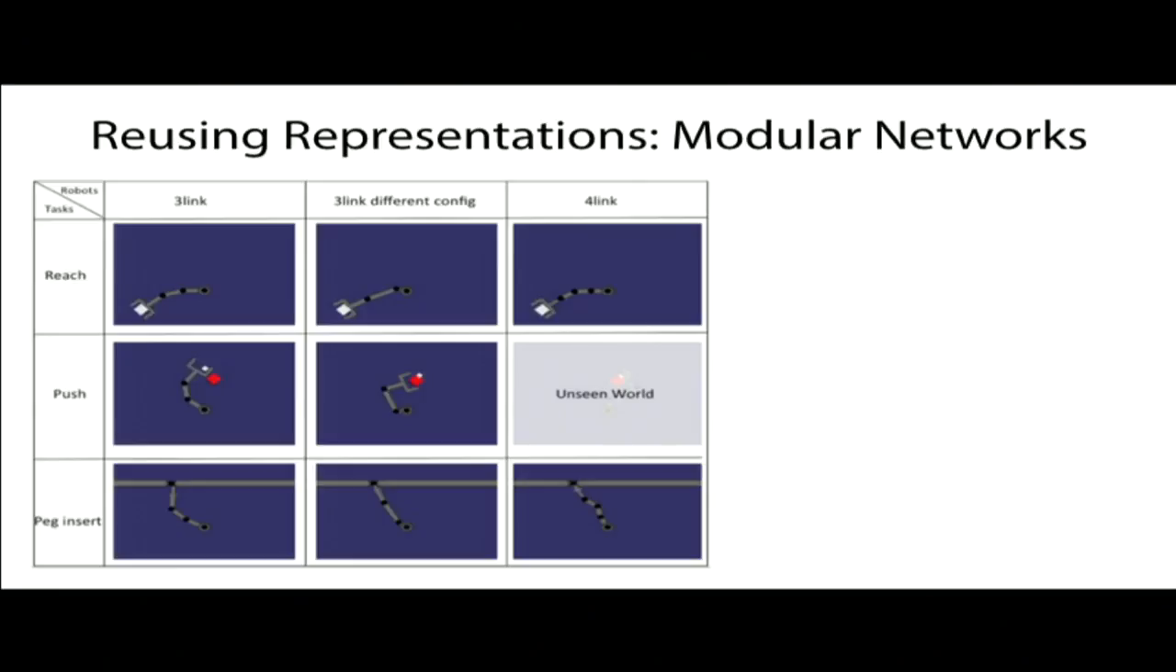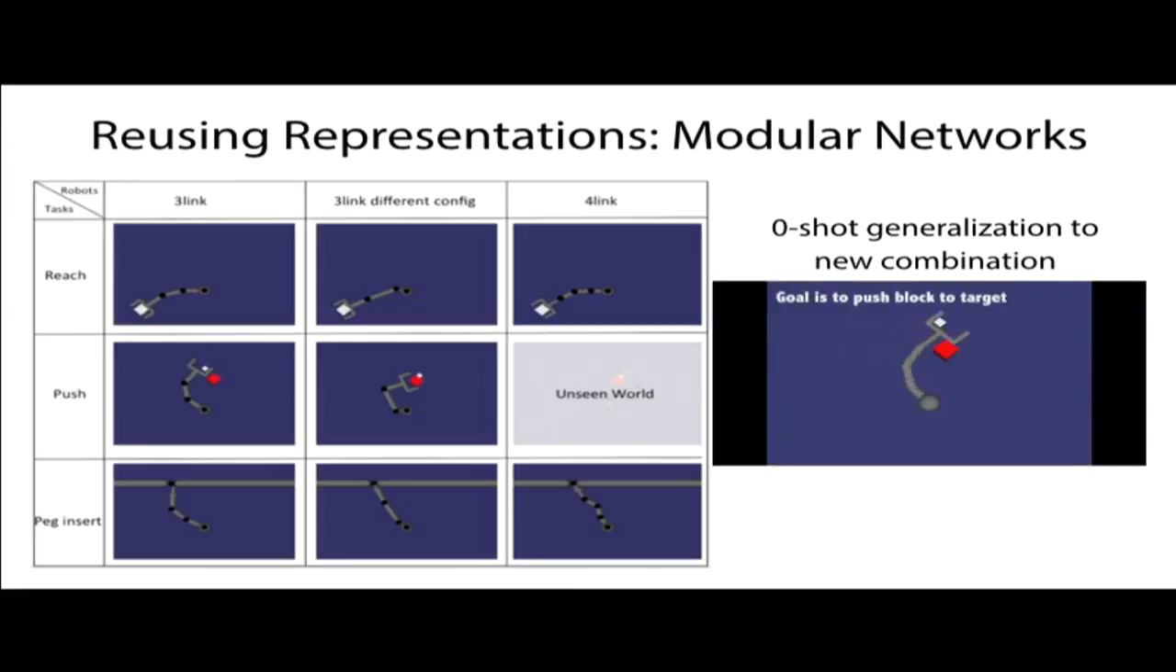Okay, so this is one of their experiments. They had reaching, pushing, and inserting a peg, and a 3-link robot, a 3-link robot with different lengths of links, and a 4-link robot. They showed that if they trained on these 8 different combinations, they were able to generalize to a new combination in 0 shots. They just took the task module for pushing and the robot module for the 4-link robot, put them together, and got 0-shot generalization. It worked for that task and that robot, which is quite nice.